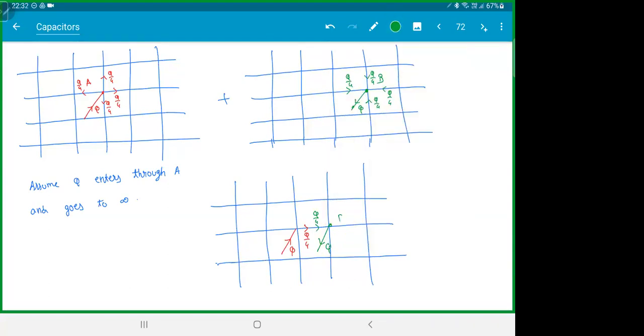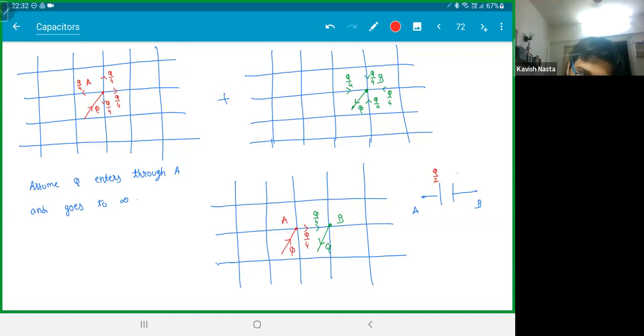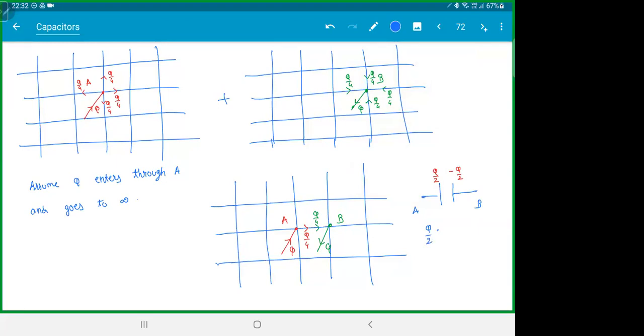So in these two terminals, A and B, that means in the capacitor which is joining A and B, how much charge is flowing? Q by 2, right? Q by 2. So we get Q by 2 is equal to capacitance into potential difference VA minus VB. What is the capacitance of the system? Charge by potential difference is C equivalent, which is nothing but 2C. So this whole grid answer is 2C.